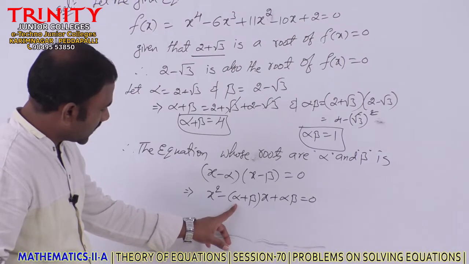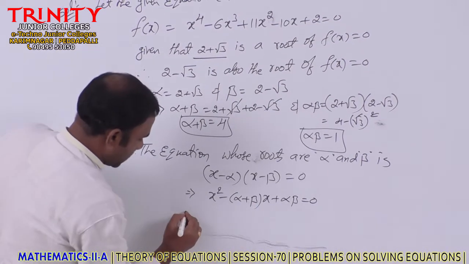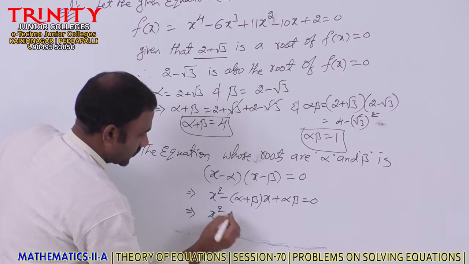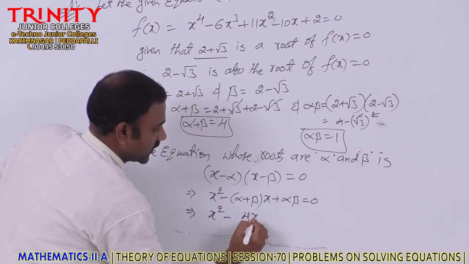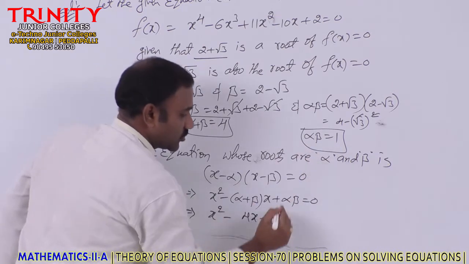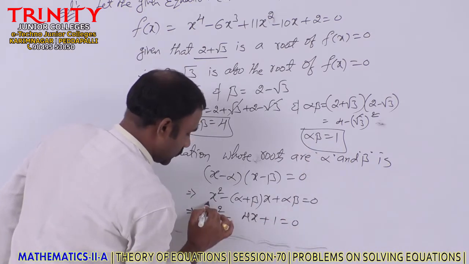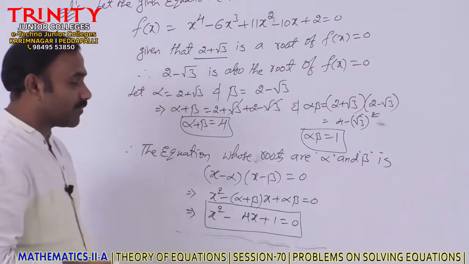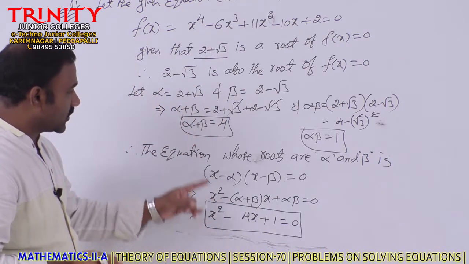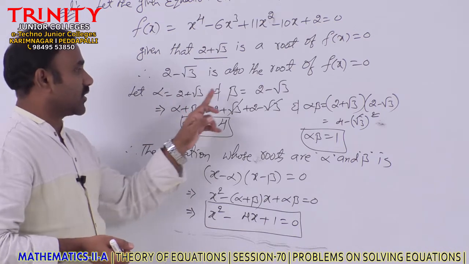Therefore, x square minus (alpha plus beta) x plus alpha beta becomes x square minus the sum of the roots, which we got as 4, so it is 4x, plus the product of the roots, which we got as 1, is equal to 0. This is a quadratic equation formed by the roots 2 plus root 3 and 2 minus root 3.